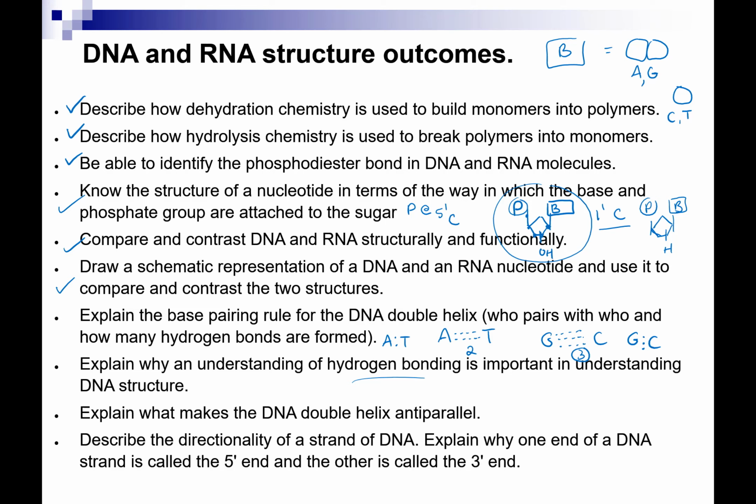Explain what makes the DNA double helix anti-parallel. So that's this idea of 5' to 3', 5' to 3' going in opposite directions. And that's the only way the double helix will fit together. So the strands have to be anti-parallel. Describe directionality of a strand. That's 5' and 3'. Why is it called 5' and 3'? Remember, that has to do with the sugar, carbon numbers.